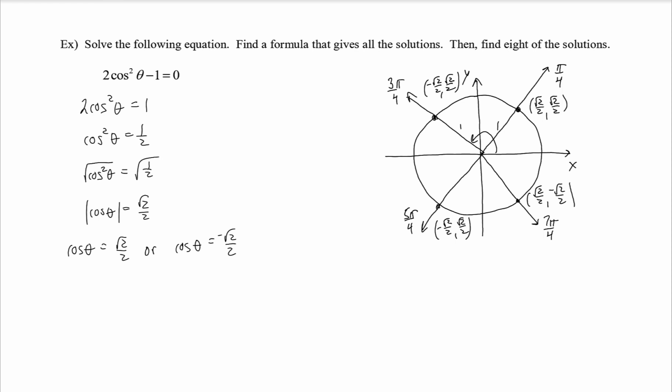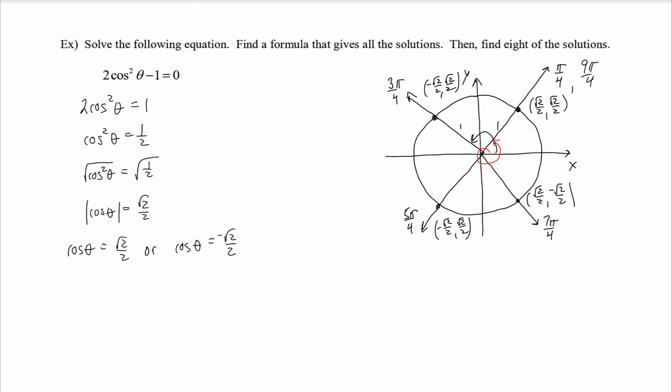Now the question is, how do I write all those answers down? Because there's a lot of answers. There's an infinite number of answers. For example, pi over 4 works, but so does 9 pi over 4. So if I draw 9 pi over 4, that is all the way around back to that terminal side. So that also is going to give me the cosine ratio that I want. So, I mean, there's a ton of answers. So how do I come up with all of them?